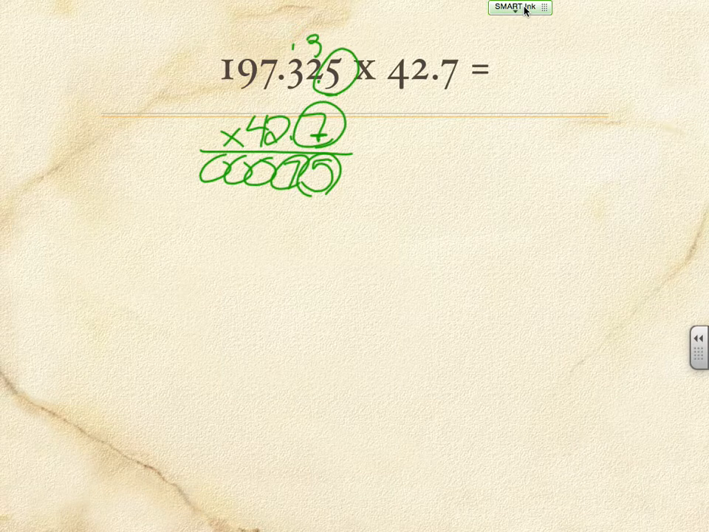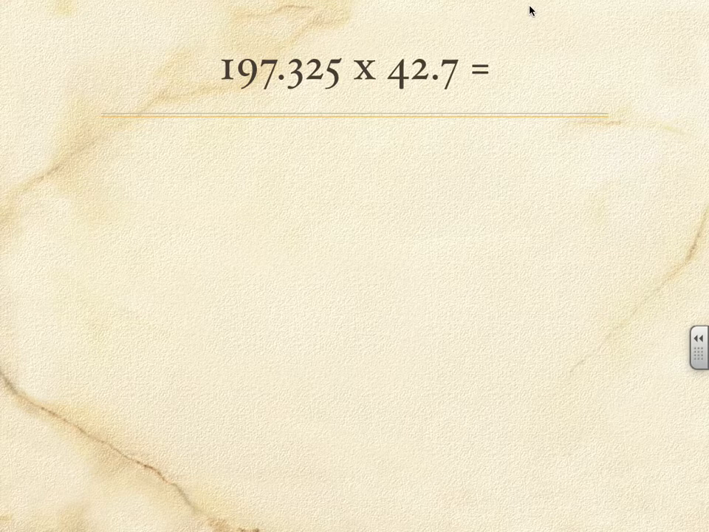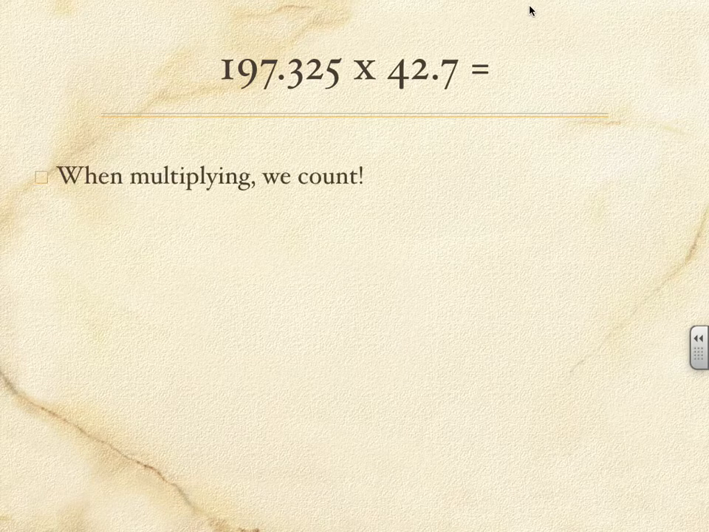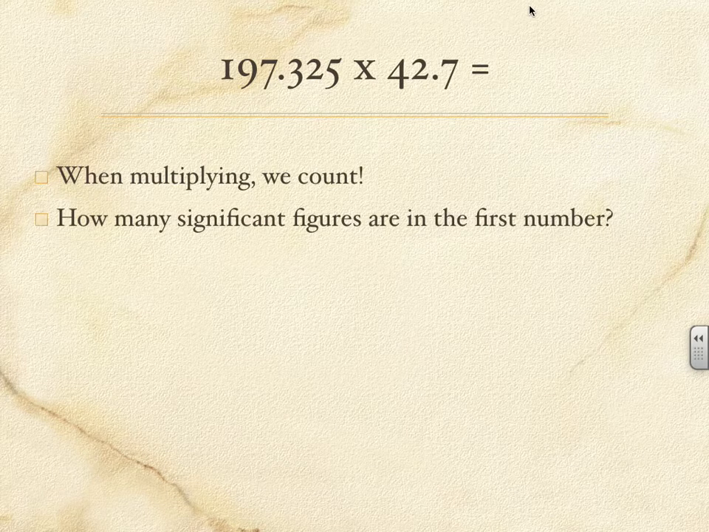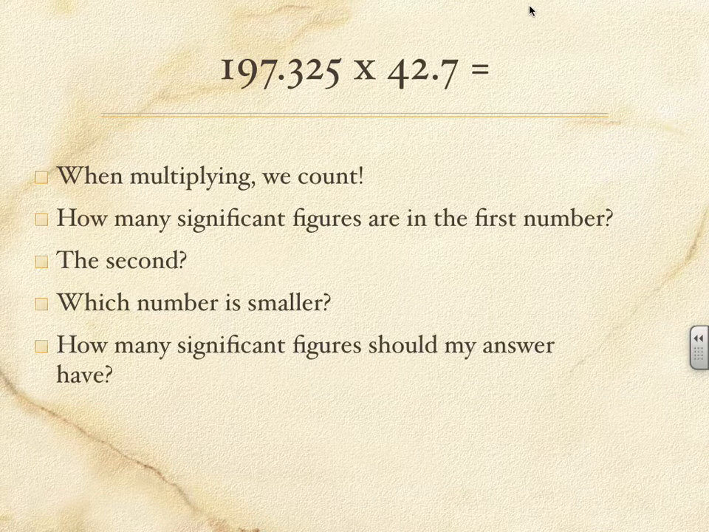So what happens is, again, you're not going to sit there and do the circles all the time, but if you do the circles a couple times, you're going to say, hey, there's a pattern I see. And the pattern I see is just counting. So how many total sig figs does the first number have? 6. It has a total of 6. The second number has a total of 3. Between those two, which one is smaller? 3 is smaller than 6, so my answer can only have 3 sig figs in it.